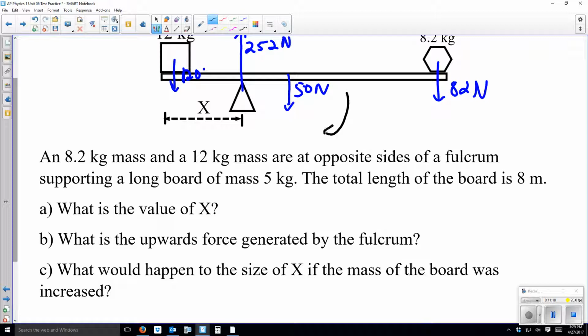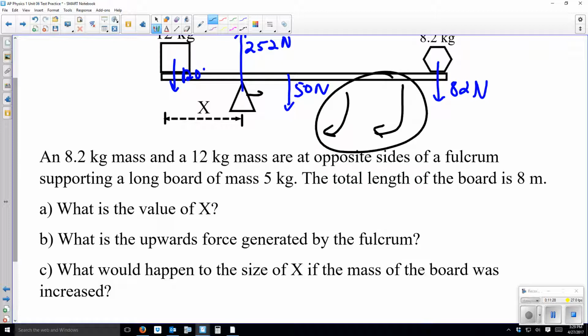I would have more torque pushing that way, so I would actually need to shift over my X. It would get greater. If I increase the mass of the board, it would shift the extra torque to the right side, so there's more torque over here now. So in order to balance that, I need more torque coming out of this force.